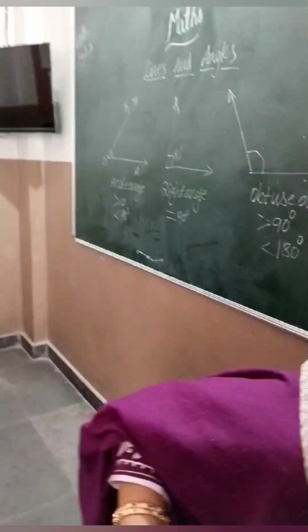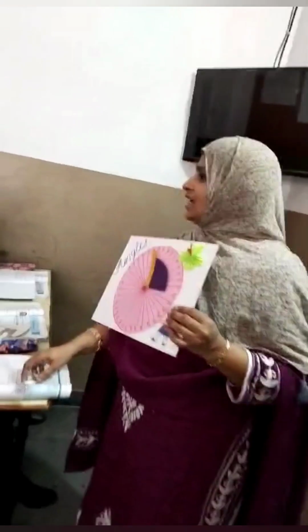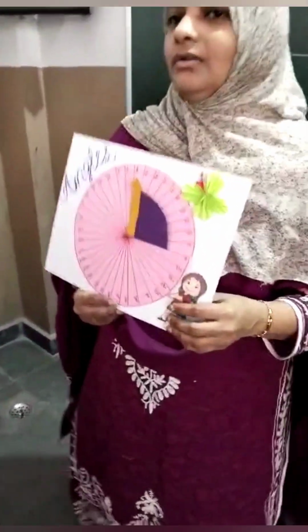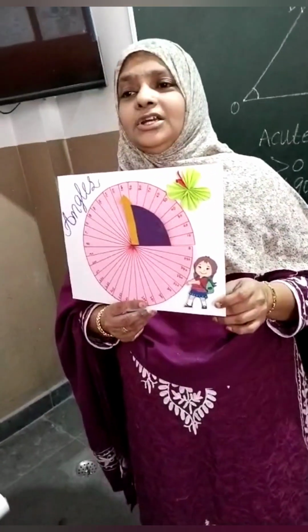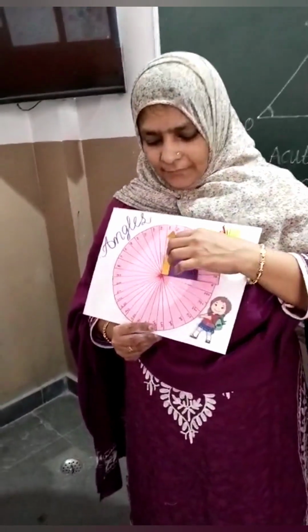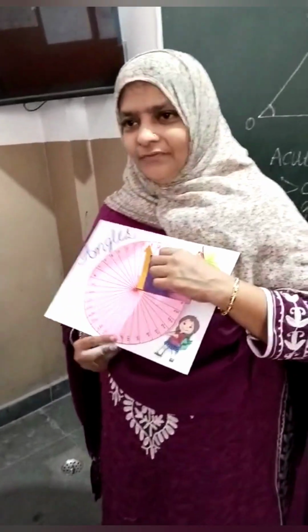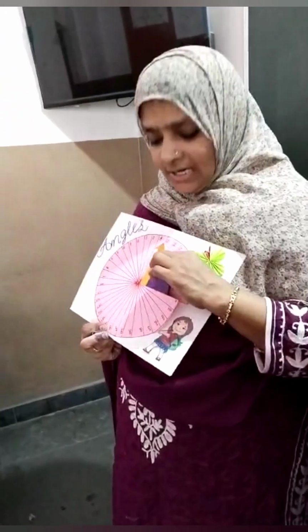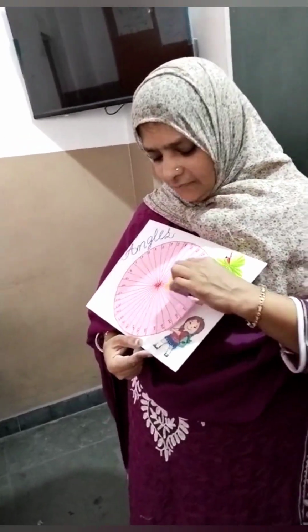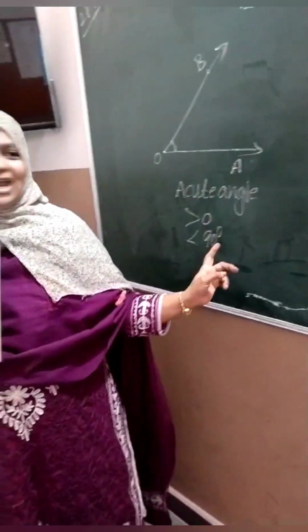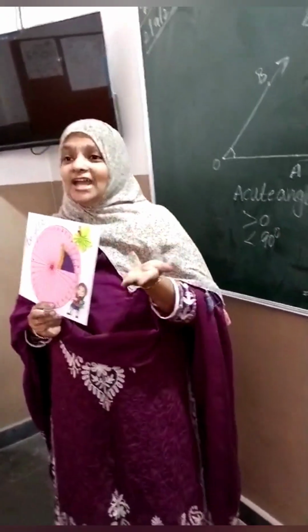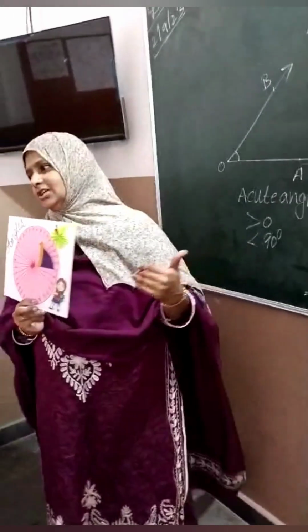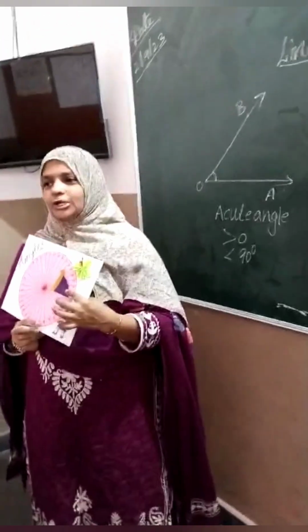Okay, understood now, all of you? Yes, see here. We have talked about the angles. Now see the model, in which we will be knowing angles. For example, if I take the measure of the angle as greater than 0 degrees and less than 90 degrees, then we call that angle an acute angle.